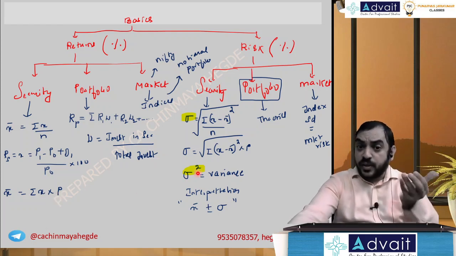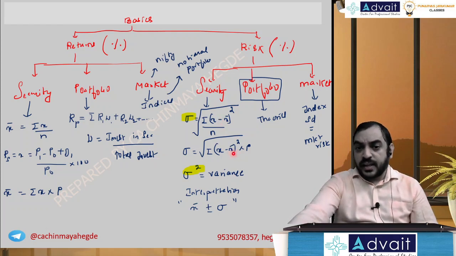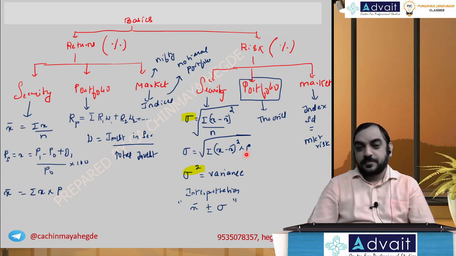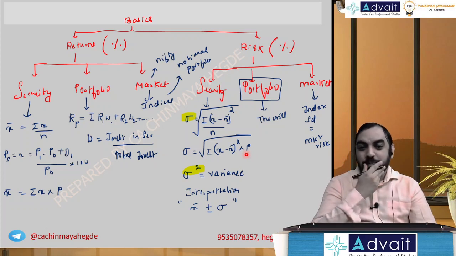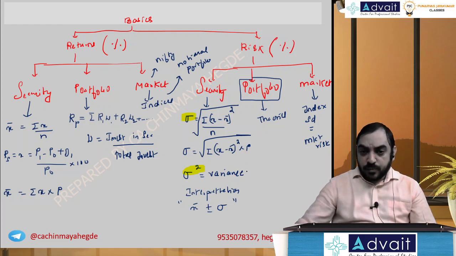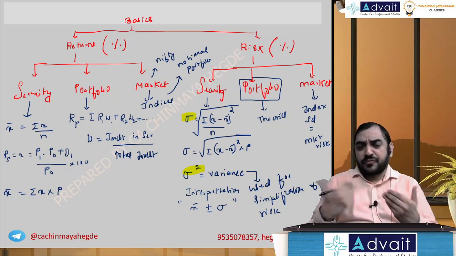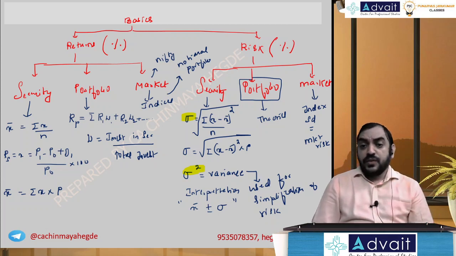And similarly for risk, if probability is there, x minus x bar whole square, same formula as before, but multiplied by P. P stands for probability. The square root should come there also. So this is the standard deviation calculation with probability, if the problem contains probability. And variance, also remember, is used for simplification of risk. If you want to do some mathematical operations, we'll use variance.